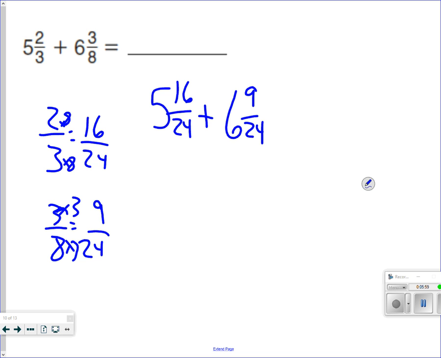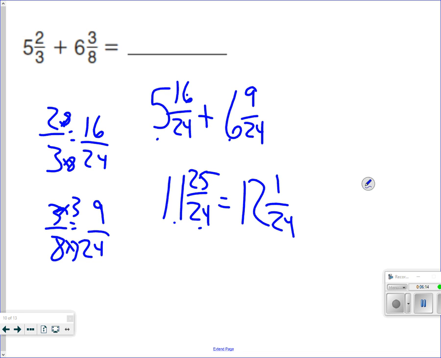Well, 5 plus 6 is 11. 16 plus 9 is 25 over 24. I can't leave it like that. 24 goes into 25 one time, so I'm going to put that big 1 into 11, so I have 12 and 1/24 left over. Next problem.